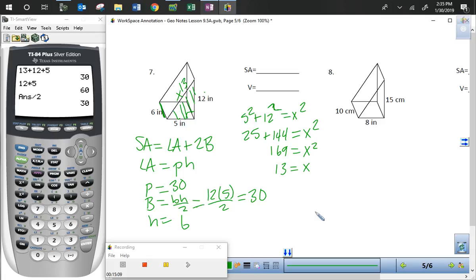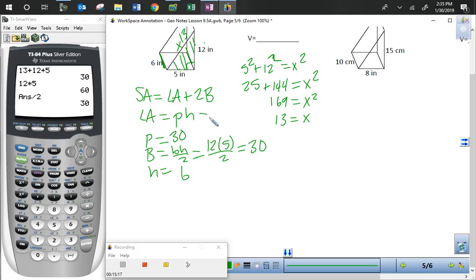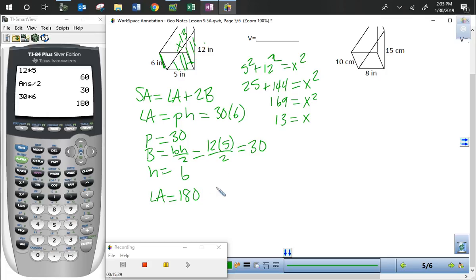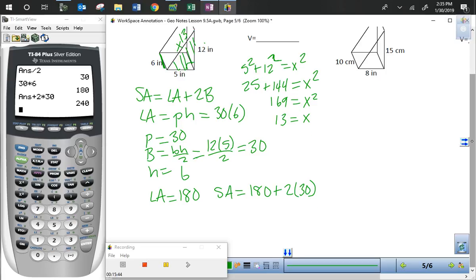All right. Now we can go ahead and put it all together for the surface area. Lateral area is perimeter times height. That's 30 times 6. And then surface area is the lateral area, 180, plus 2 times the base, 2 times 30. 240 all together.